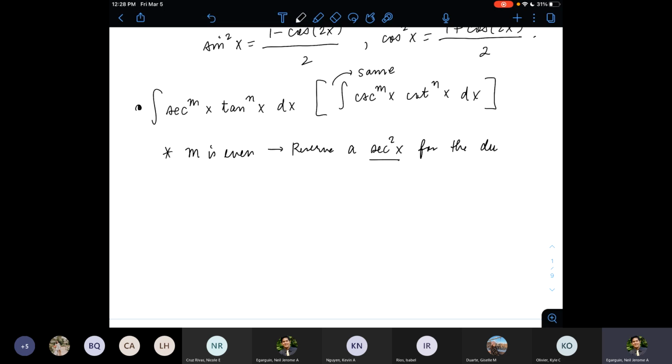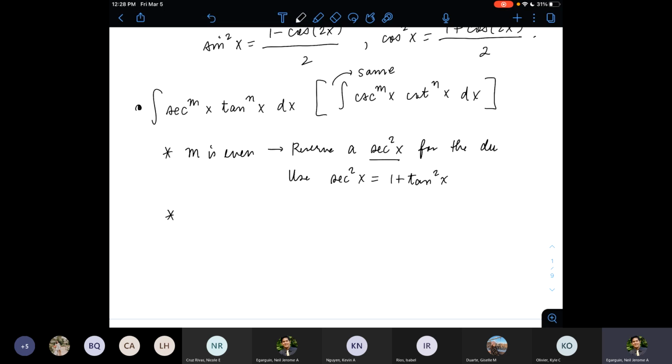So you will still be left with an even power for secant, right? So you have even power of secant, you take away secant squared. So you will be left with another even power of secant. And for that, you will use the identity secant squared x equals 1 plus tangent squared x. And then after using this Pythagorean identity, you can let u to be equal to tangent. So, and then du will be secant squared x.